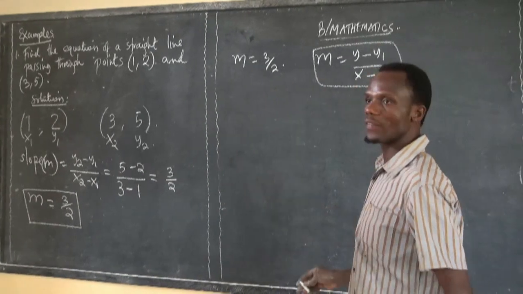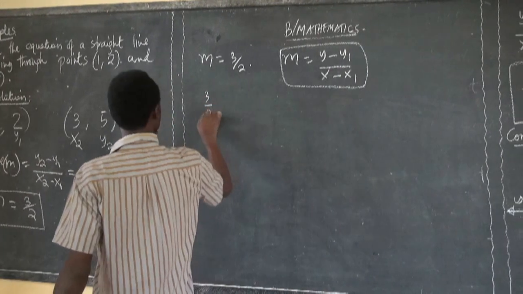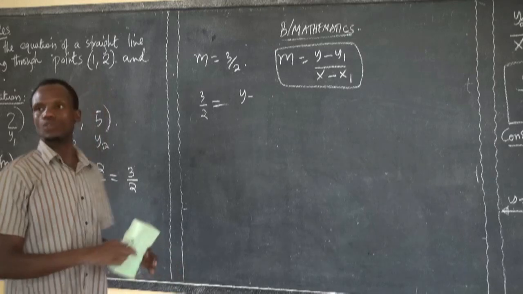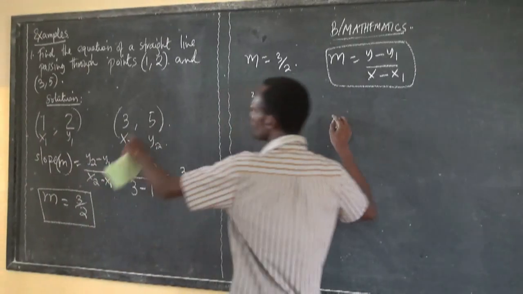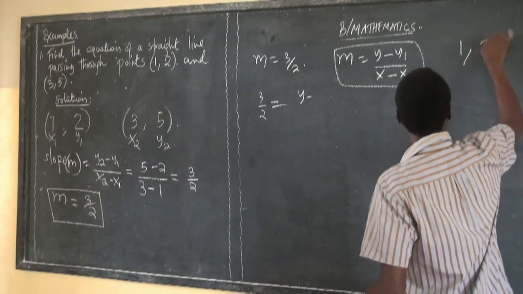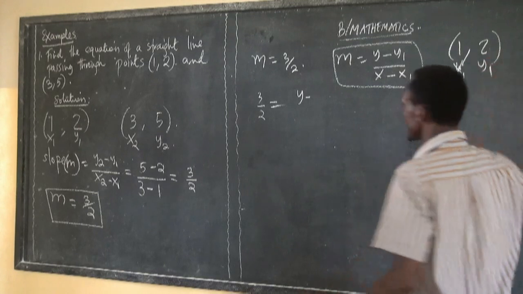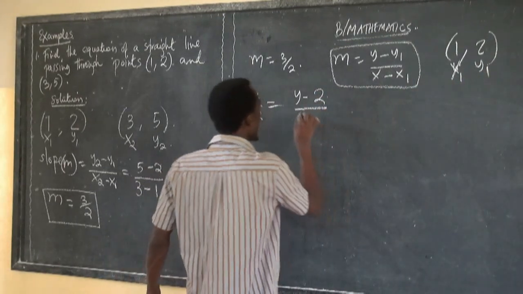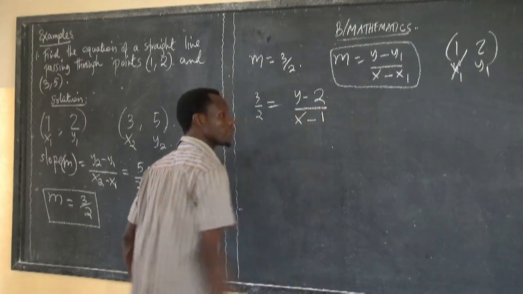Remember now you have everything. Already you have the slope, which is equal to 3 over 2. Therefore, y is not there. y is an unknown. y1 is 2. Now it means you have taken those points, (1, 2): this is x1 and this is y1. Now y1 is 2, then over x minus x1, which is 1.